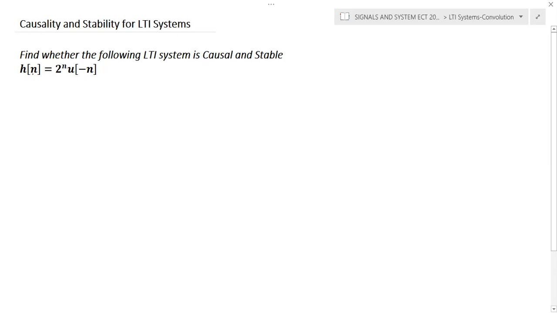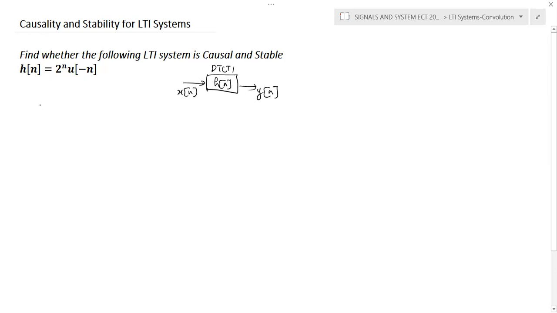And here it is given h of n is equal to 2 raised to n into u of minus n. This is actually an impulse response of a discrete time LTI system. This discrete time LTI system is characterized by its impulse response. If you know x of n and y of n, we can use the basic concept. But if h of n is given, we need to use the causality and stability condition for LTI system.